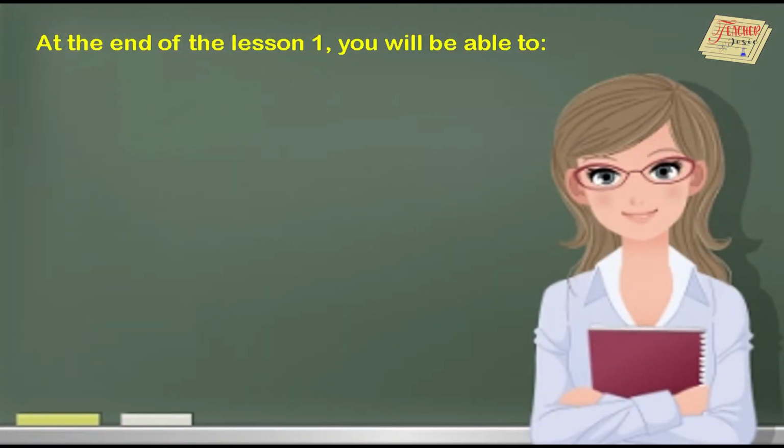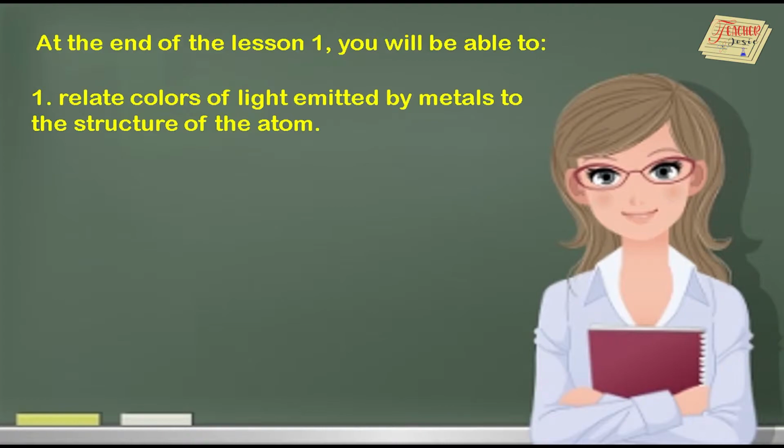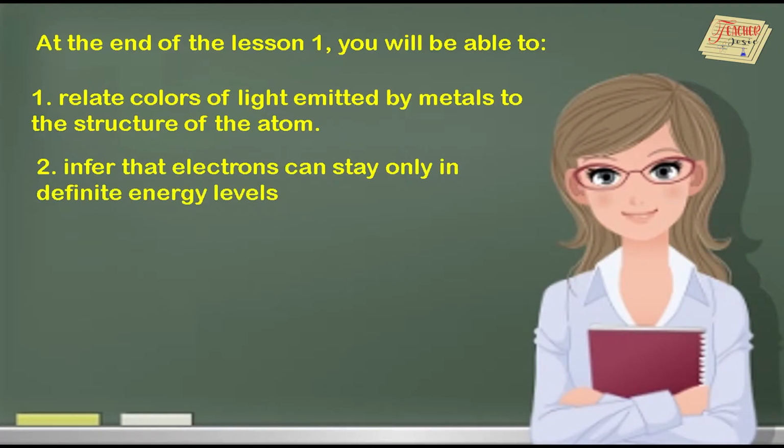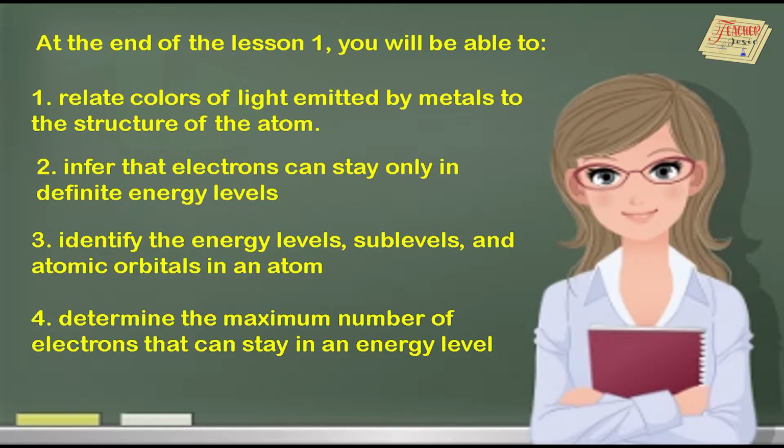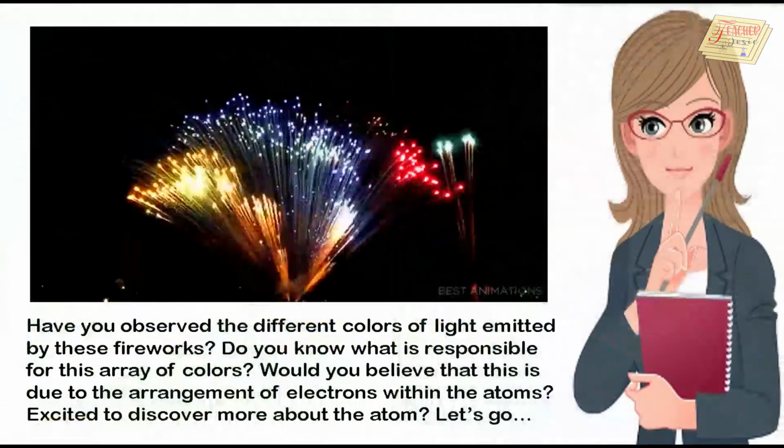At the end of Lesson 1, you will be able to relate colors of light emitted by metals to the structure of the atom. Infer that electrons can stay only in definite energy levels. Identify the energy levels, sublevels, and atomic orbitals in an atom. Determine the maximum number of electrons that can stay in an energy level.